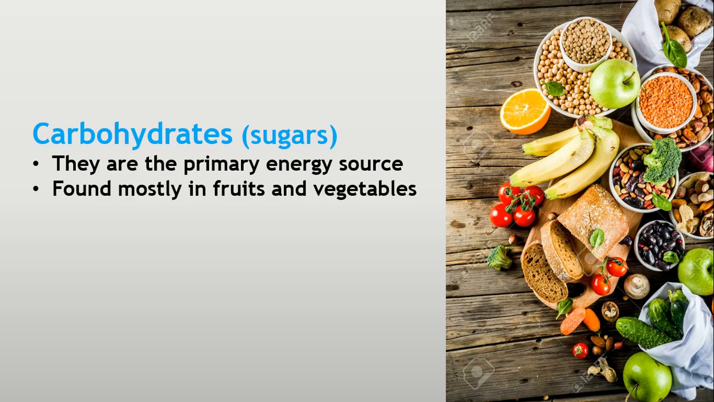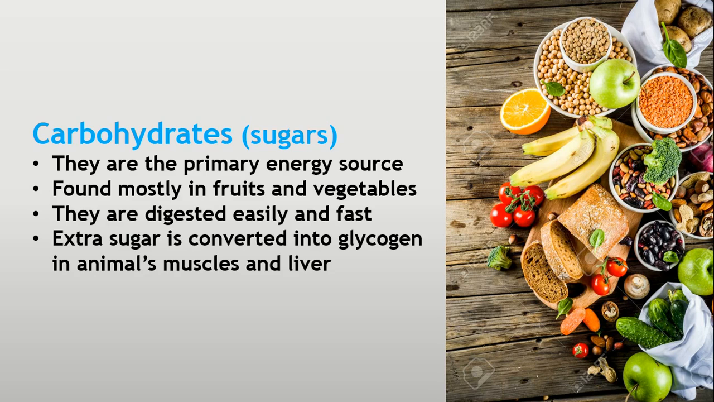Mostly they are found in fruits and vegetables, as you see here in the picture. They are digested fast and very easily in your body. Sometimes we may have extra sugar. The pancreas converts it into glycogen and sends it to the muscle or liver, and when you are hungry it is broken down again and used in your body.